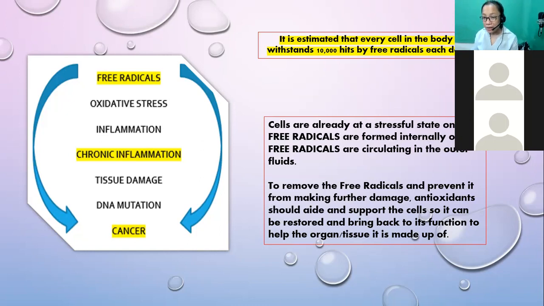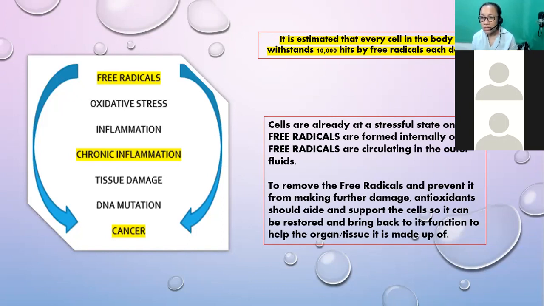And if tissue is damaged, ang susunod dyan, yung DNA na nilalaman na pinoprotektahan natin na nasa kalagitnaan ng cell, will undergo a lot of mutations. And then if there are a lot of mutations, there will be an expression of abnormal or alien cells which are tagged as cancer cells. Okay, so cells are already at a stressful state once free radicals are formed internally or free radicals are circulating in the outer fluids. So they are being bombarded by a lot of free radicals sa loob at sa labas.